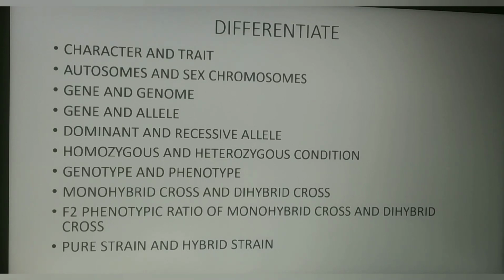Then pure strain and hybrid strain. What is the difference? Pure strain is a strain having two similar alleles for a particular character, that is the homozygous condition. Whereas hybrid strain is a strain having two dissimilar alleles for a particular character. That means it is in the heterozygous condition. So I hope that is clear.